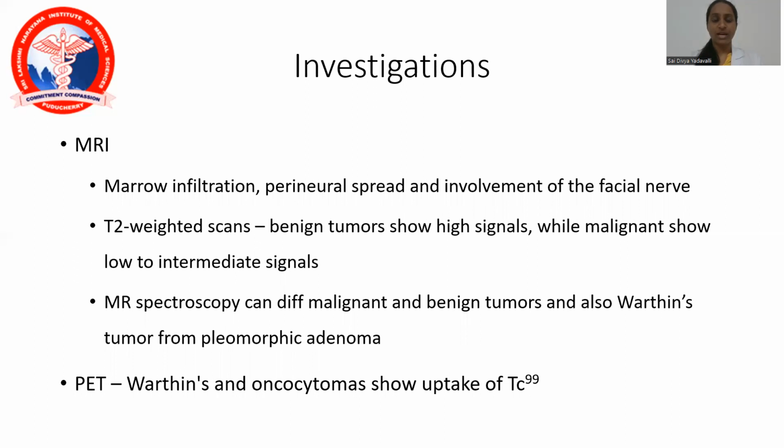MRI will show marrow infiltration, perineural spread, and involvement of the facial nerve. T2 weighted scans will help differentiate benign from malignant lesions, because benign tumors will show high signals while malignant tumors may show low to intermediate signals. MR spectroscopy can differentiate malignant from benign tumors and also differentiate Warthin's from true pleomorphic adenoma. On PET, Warthin's and oncocytomas will show uptake of technetium-99.